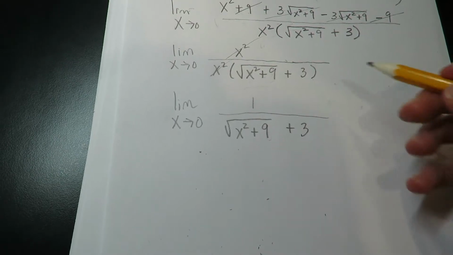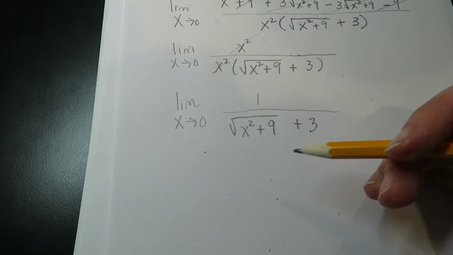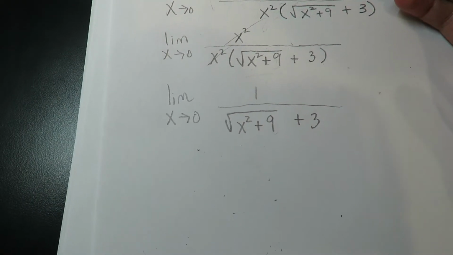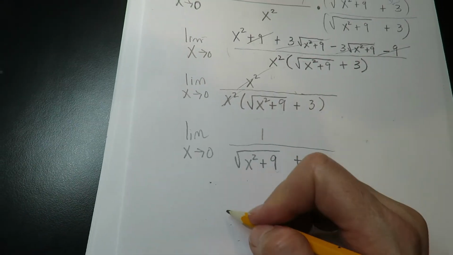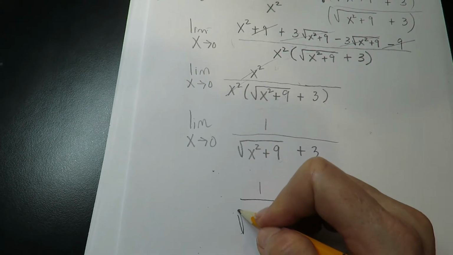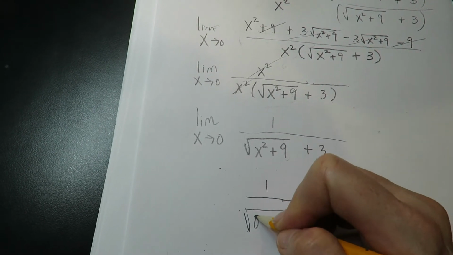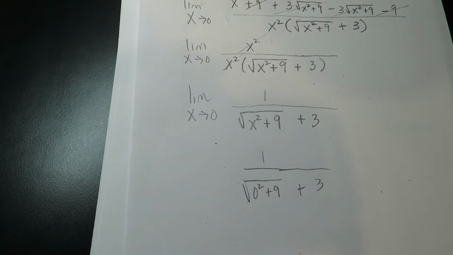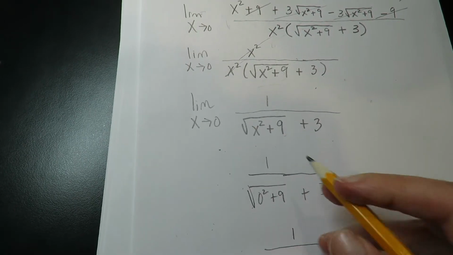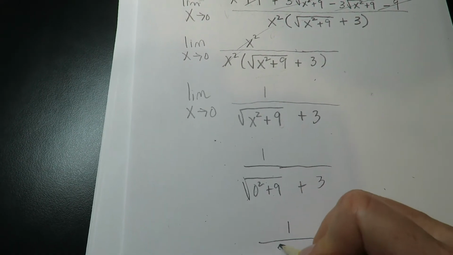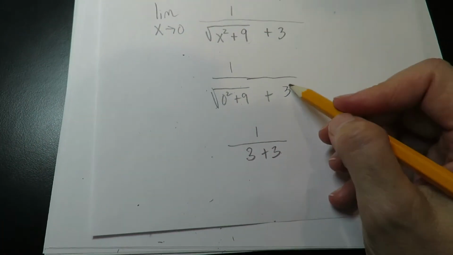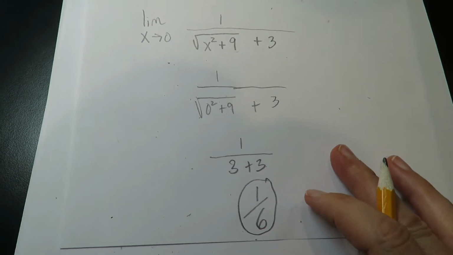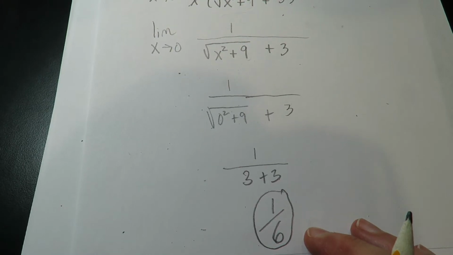Okay, and now, once we've moved the radical to the other side, once we've rationalized, now I try to plug in again. So remember in the beginning when I plugged in, I got 0 over 0. I'm now going to plug in again. I'm going to lose the limit now because I'm plugging in. Okay, so now I'm going to get 0 plus 9 is 9, square root of 9 is 3, and then I'm going to add it to a 3, so I'm going to end up getting 1 over 6. And that's the limit, right? This has an answer. It's 1 over 6.